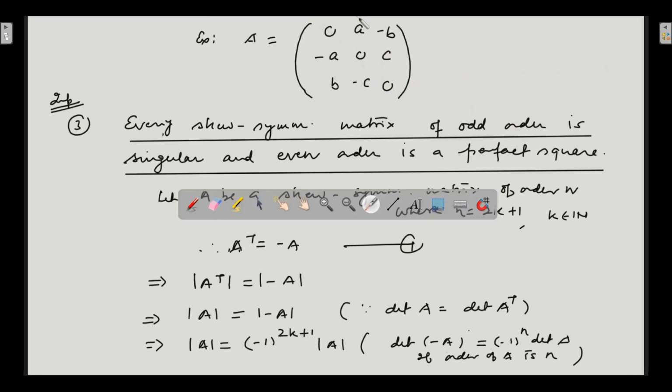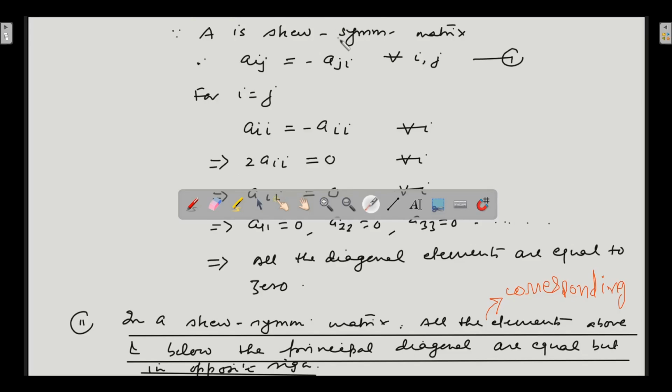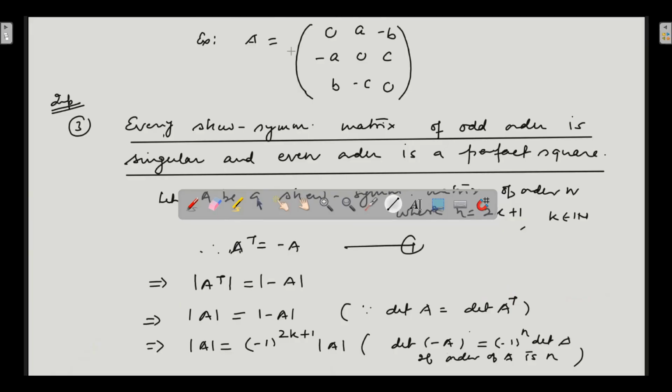So they are opposite in sign. They are equal in magnitude, but they have opposite sign. That is why it is written that they are equal but in opposite sign. So this is the second property of skew-symmetric matrices.